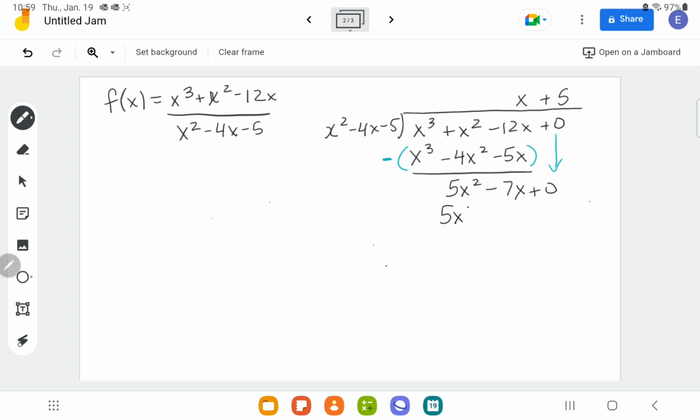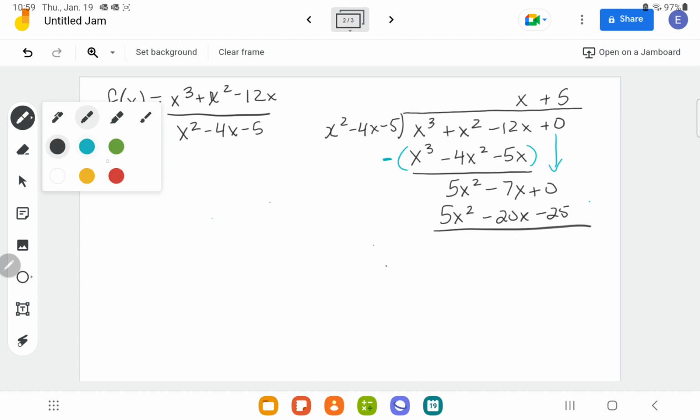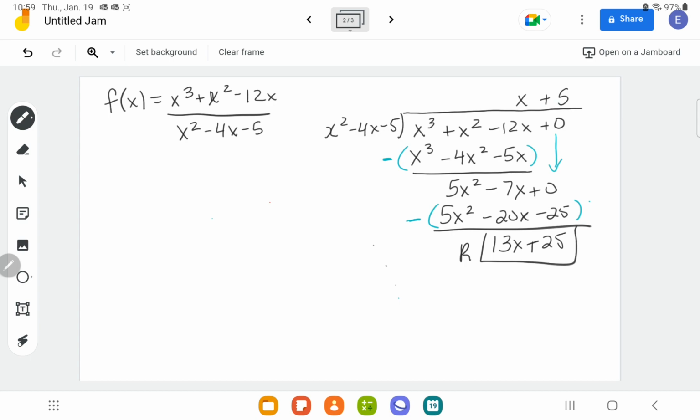So I would get 5x squared minus 20x minus 25, and then I'm going to do subtraction again to clear out that first term. 5x squared minus 5x squared, of course, is gone. Negative 7x minus negative 20x, so I'm adding 20x, is 13x. And then 0 minus negative 25 is plus 25. So this is my remainder, and this is my quotient. So that's what I get.